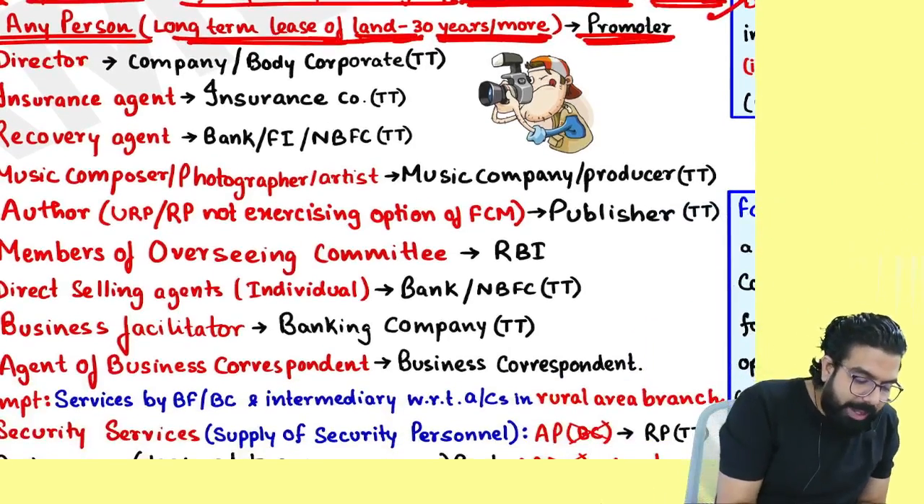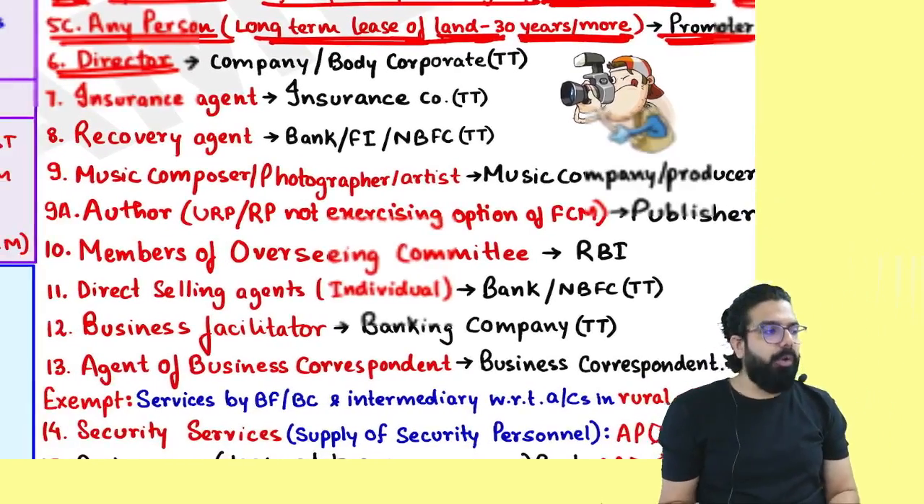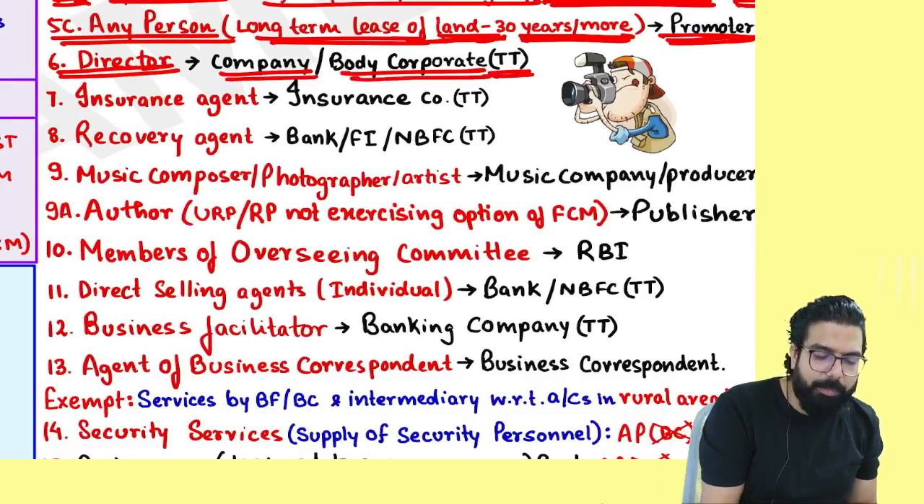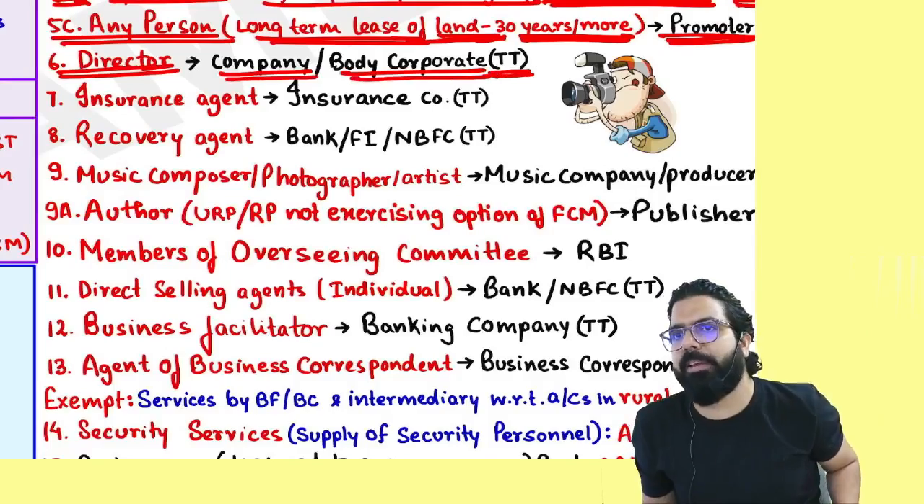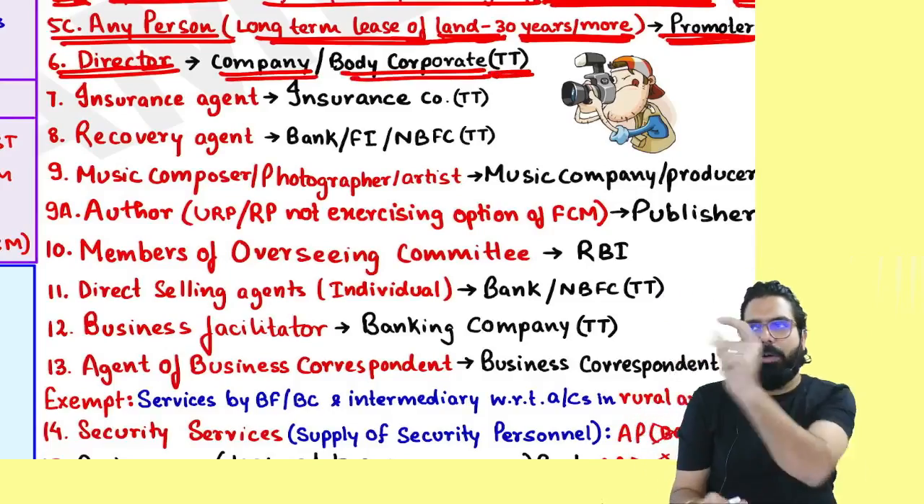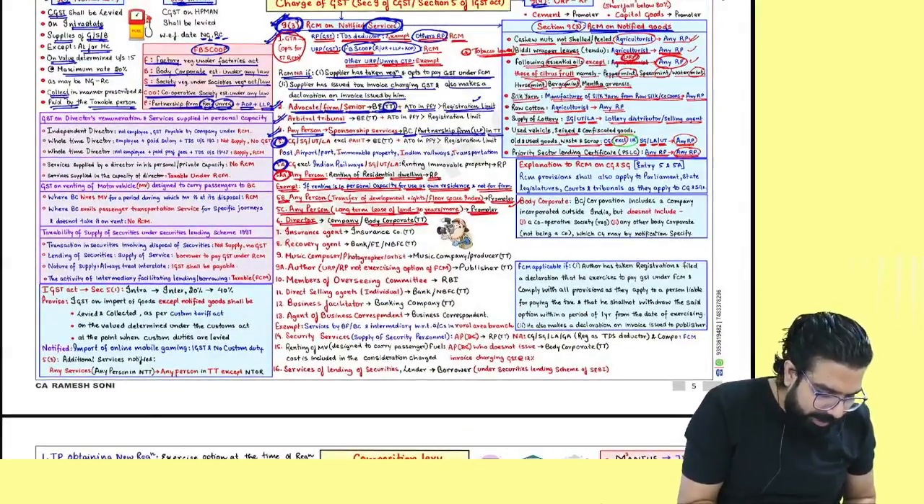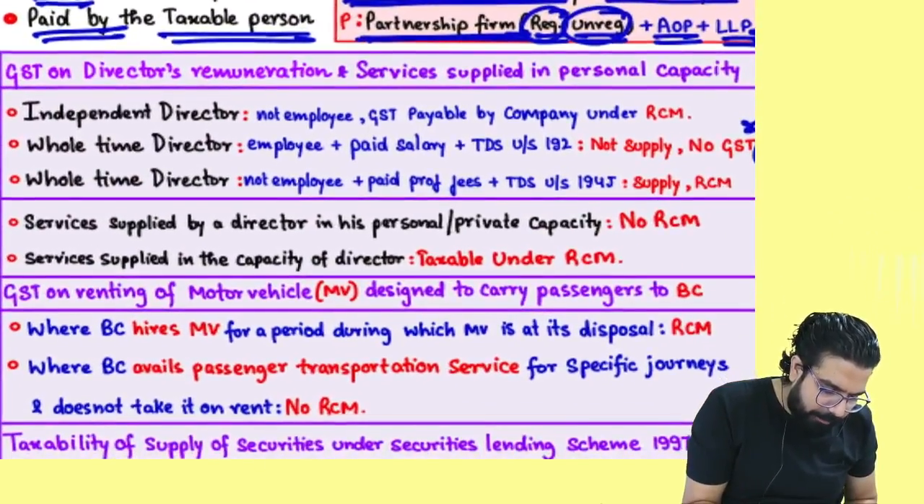Next, if I am a director, always remember one thing. Director going ahead and giving services to whom? Company or body corporate. Always remember one thing, the company or the body corporate will pay GST under RCM. Now, I want to ask you one thing. Here, there is one circular which I want to talk about. Here, left side.